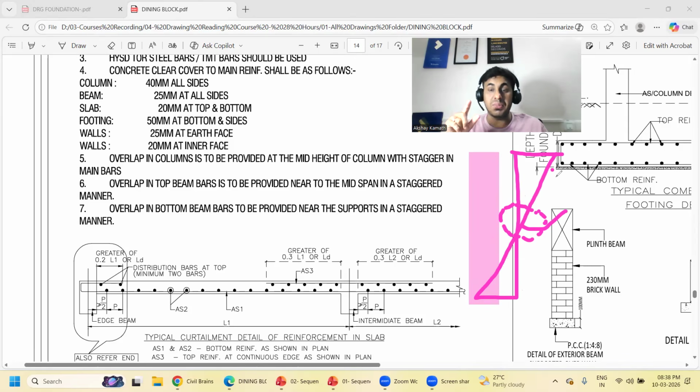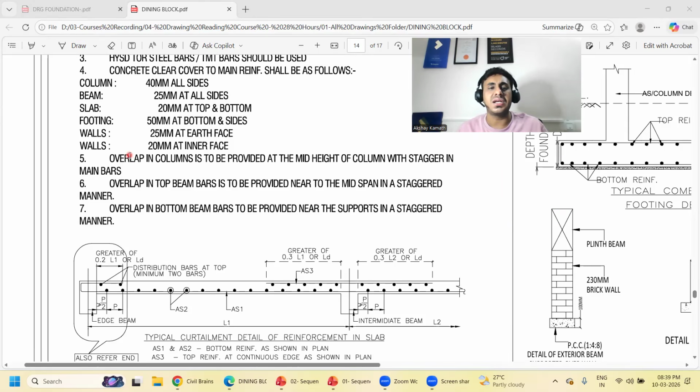And whenever you do the lapping, it becomes a weak joint. Since lapping is a weak joint, we recommend you do the lapping in that particular area where the stresses are less, where the bending moments are less. So if you see at the center, your bending moment is less. That is why we do a lapping here. That is the main reason, and that is why they write it here: overlap in column is to be provided at the mid height of the column with staggered main bar.